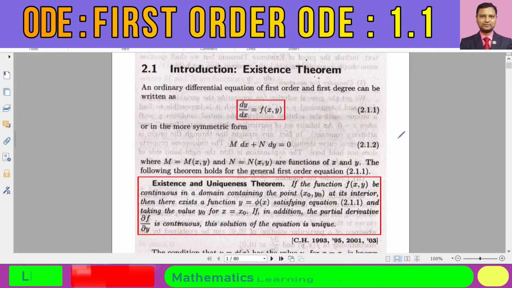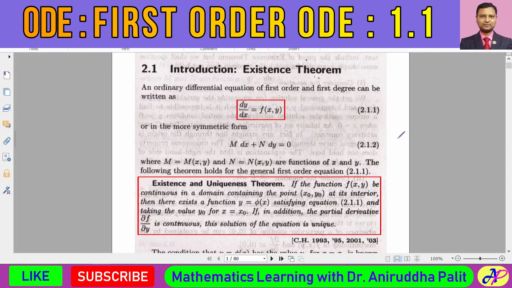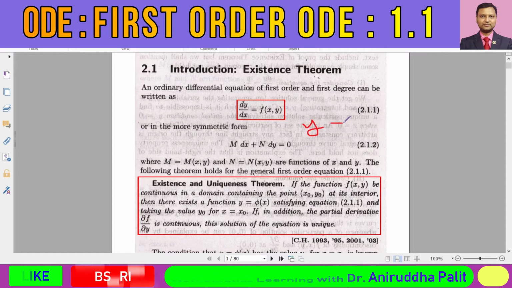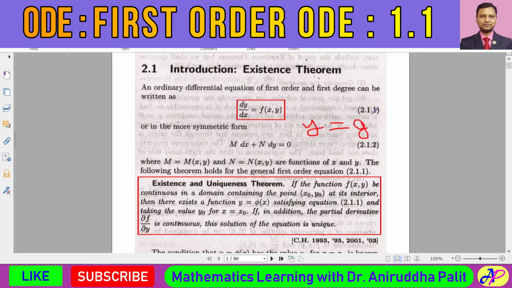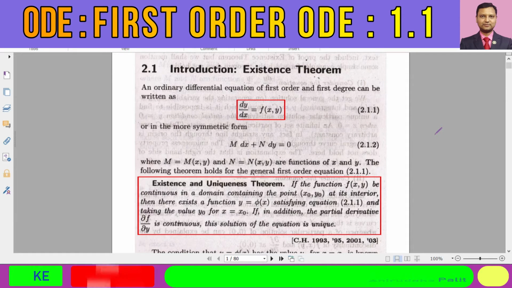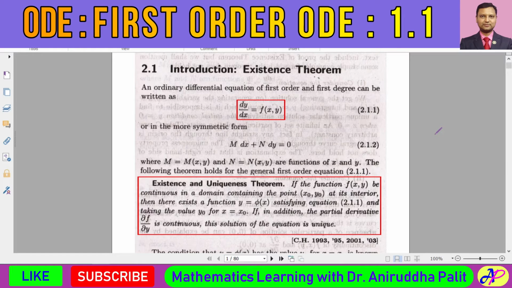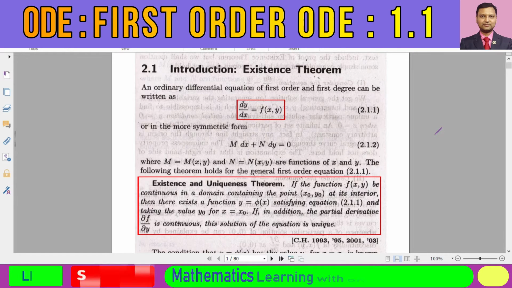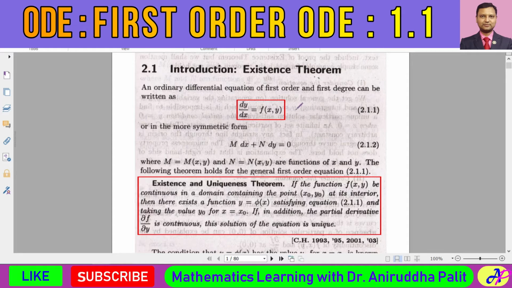Now, if these conditions are satisfied, then we can say that yes, there is a solution y is equal to some function, maybe f1, or you can also consider this as some function g of x. y is equal to g of x, something like that. Now, how to find this solution? That is the next question. In this chapter, we shall present different techniques by which we can find the solution of this kind of differential equation.